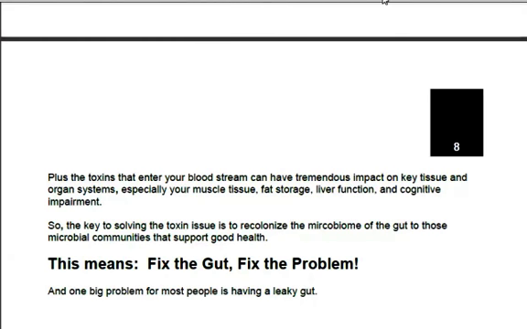I've got a question here in the chat box. All right, we're going to get there. So the question is, define what is a leaky gut? And we're going to answer that question. Just hang on for a second.